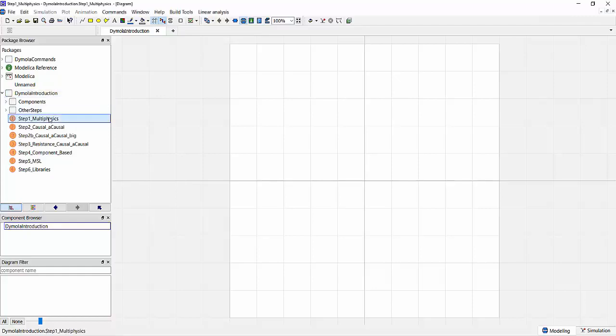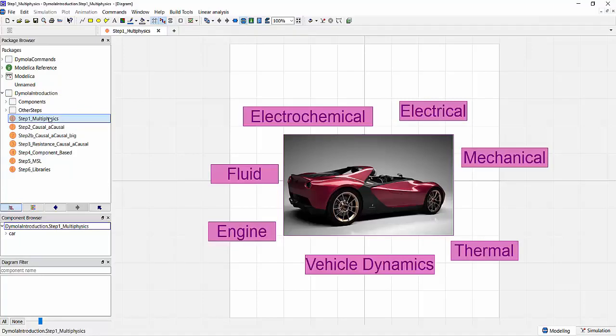With that, I want to start with the key advantage that Modelica brings to the table, the fact that you can model multi-physical systems. And what do I mean by multi-physical systems? Well, in any given complex system or even in simple systems, you will typically want to model and simulate multiple physical domains together within one simulation model.